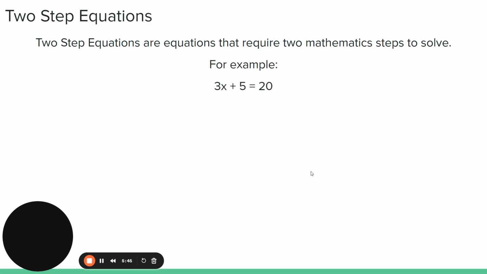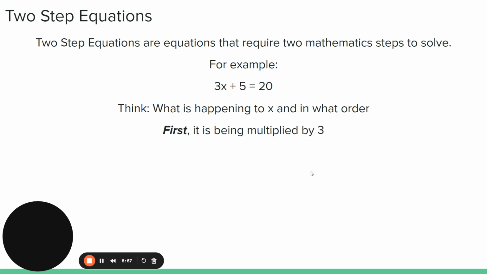For example, 3x plus 5 equals 20. Now the process for this is going to be slightly different but very similar. We need to think, what is happening to x and in what order? First, x is being multiplied by 3. You can see, attached to the x is a 3. And then it is being added to by 5. Again, it is not x that's getting added to by 5, it is 3x. So that's why it's happening second.